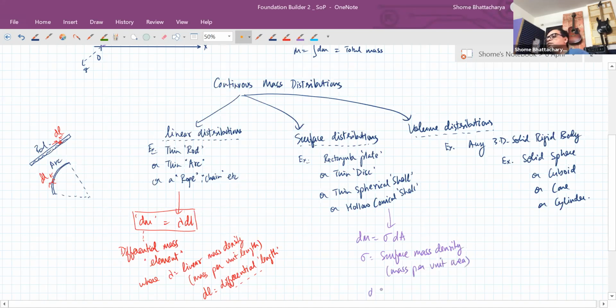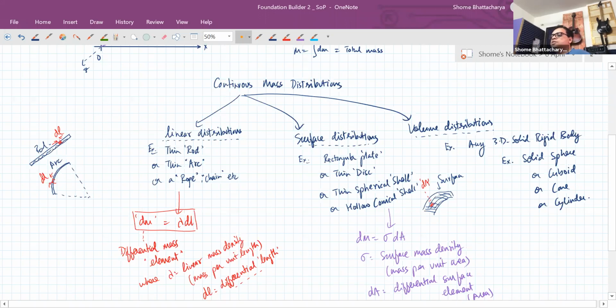Okay. And dA is a differential surface element. So it's a small area. It's a differential area. So for example, this is some kind of a surface I have, like a crumpled piece of paper. So this is some kind of a surface. So my differential area will be a small section of that. So this will be my differential area.